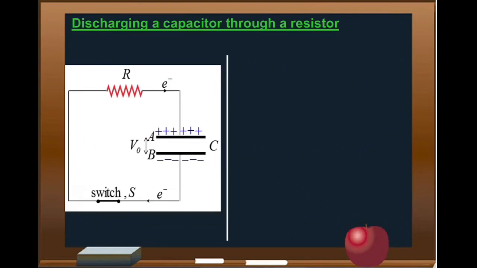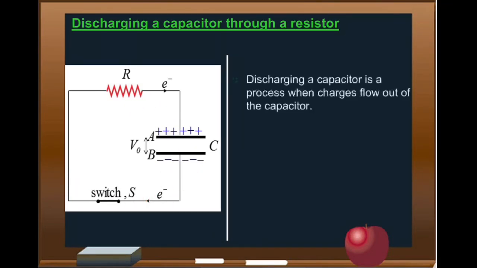Okay, so now let's look at discharging a capacitor through a resistor, which is a discharging process. The figure shows a simple circuit for discharging a charged capacitor. As you can see, a capacitor can be discharged by connecting it in series with a resistor and without a battery. Discharging a capacitor is a process when charges flow out of the capacitor, and this happens when the switch is closed, which allows the charge to flow out.